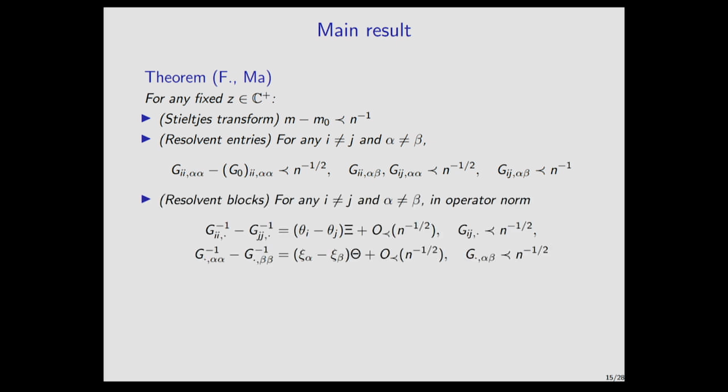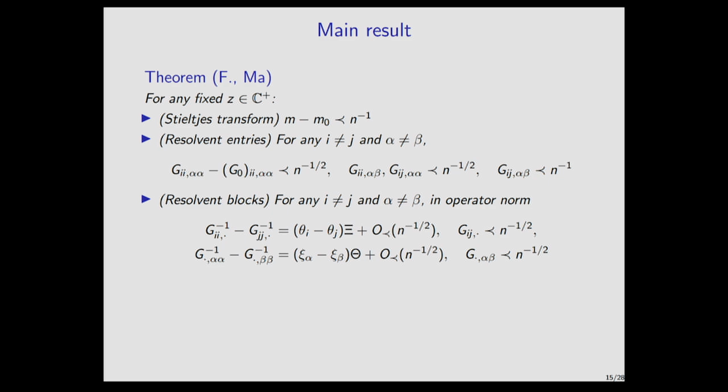We also have an estimate for the m by m blocks. Because this is an n squared by n squared matrix and has this Kronecker-product structure, I think it makes sense to also think about the m by m blocks within this n squared by n squared resolvent. For the m by m blocks, we have these approximations in operator norm, that the off-diagonal blocks are on the scale of 1 over root n in operator norm.